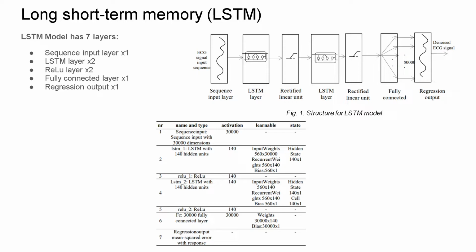The module has 7 layers. The first layer is a sequence input layer with input size 30,000. The module consists of 2 LSTM layers with 140 hidden nodes per layer. The LSTM layer has neurons that connect to the input layer and the ReLU layer.